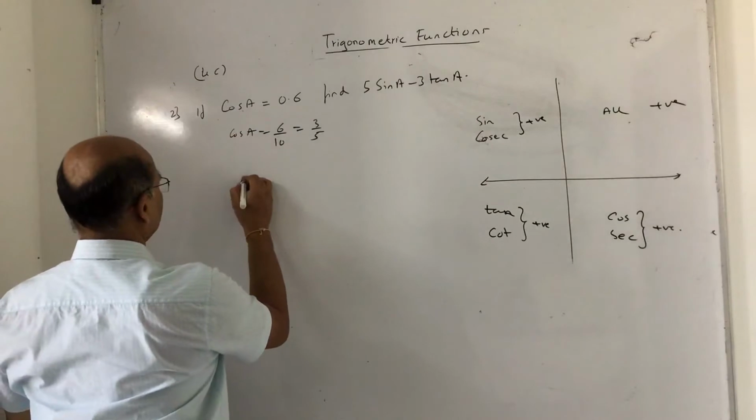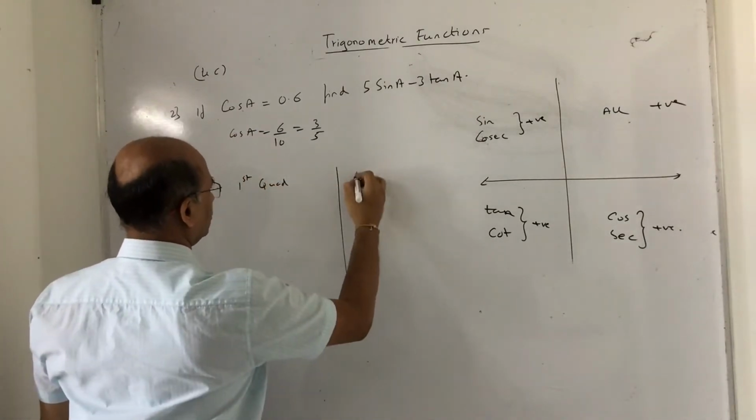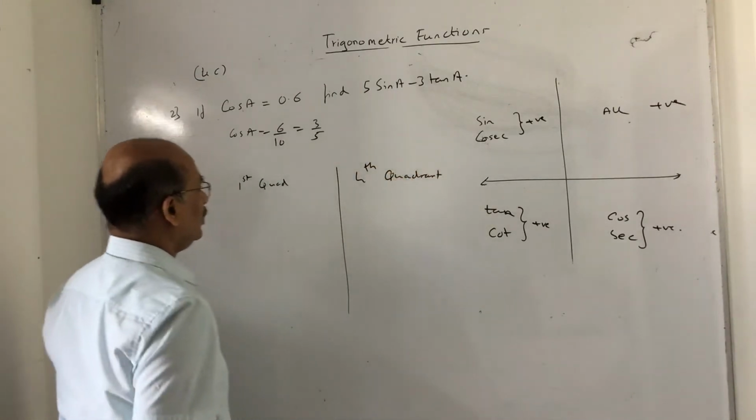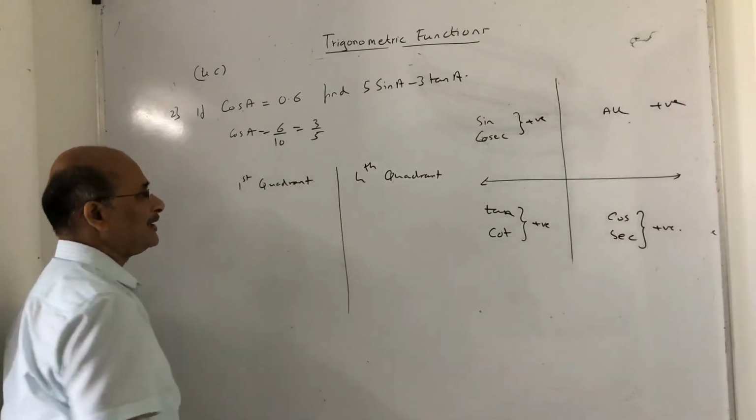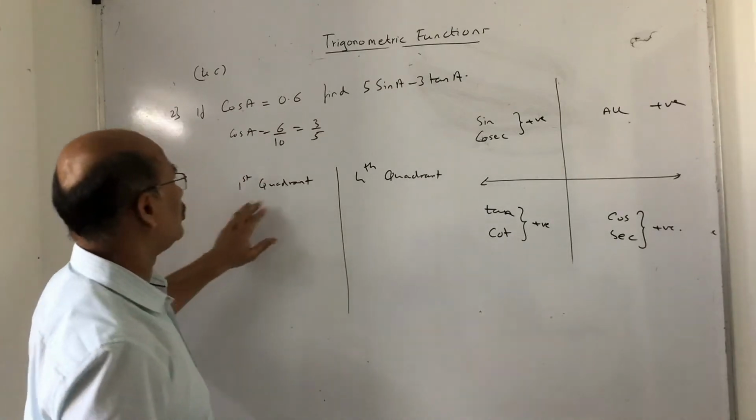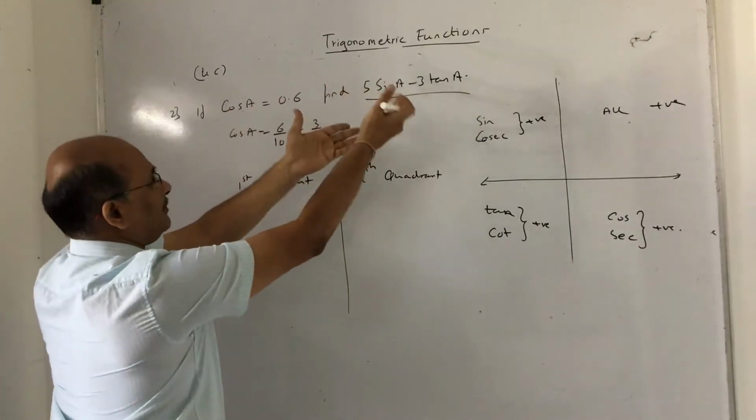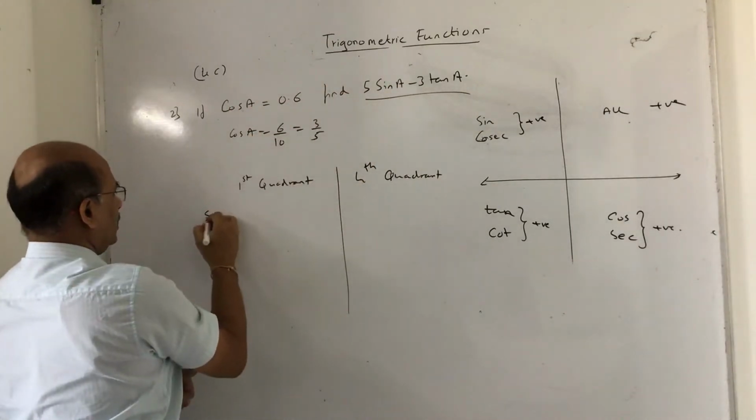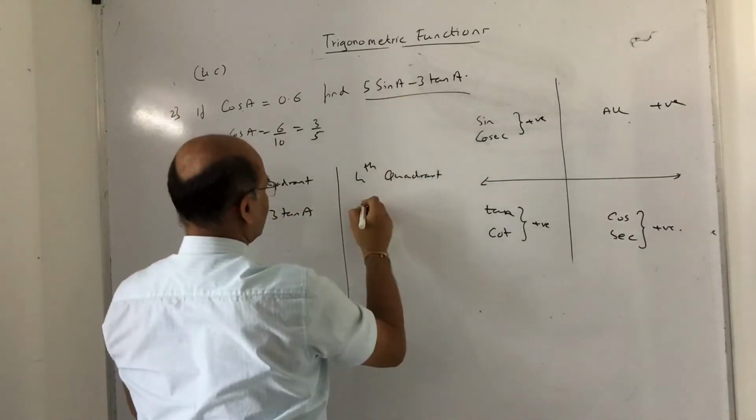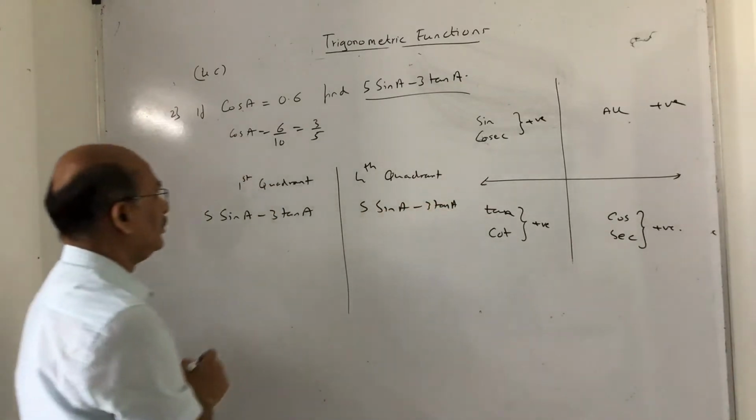So first quadrant and fourth quadrant. Because this is what I was mentioning in the previous sum. If they don't mention the quadrant, you have to get all the answers for which cos is positive. Okay. So first quadrant, the expression is the same thing. They are asking to find 5 sin A minus 3 tan A. In the first quadrant, 5 sin A minus 3 tan A. Here also in the fourth quadrant it is the same, 5 sin A minus 3 tan A. I am just working it out in a better way for you.